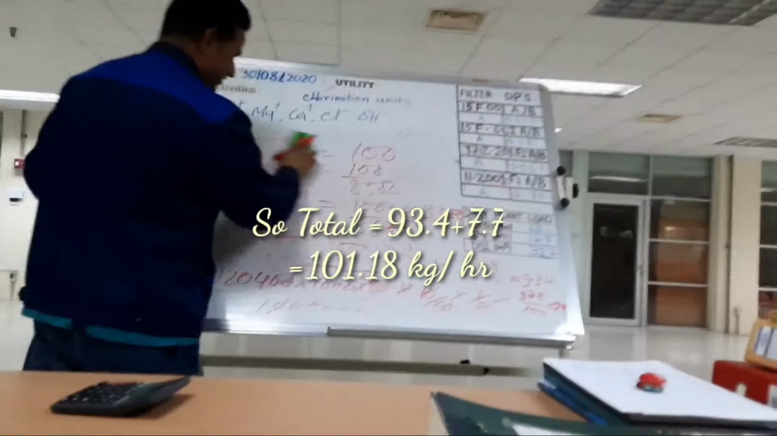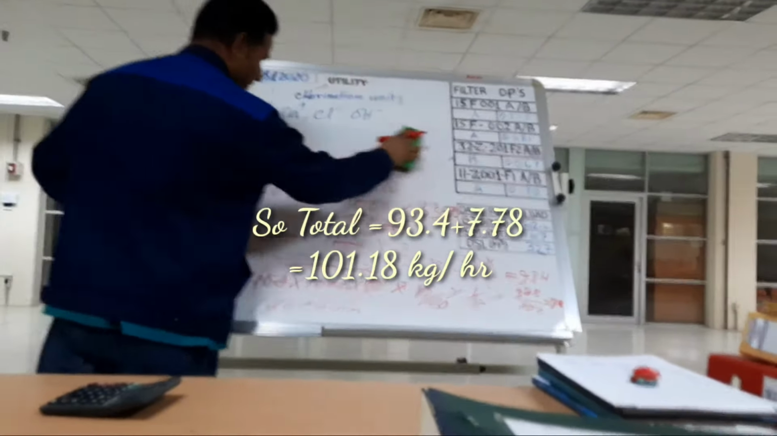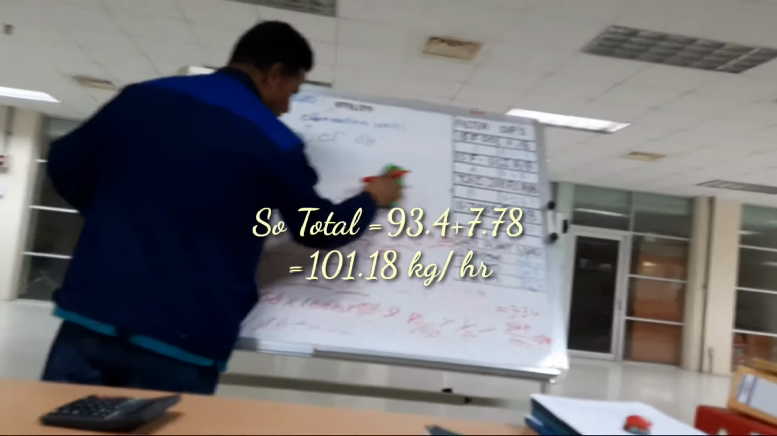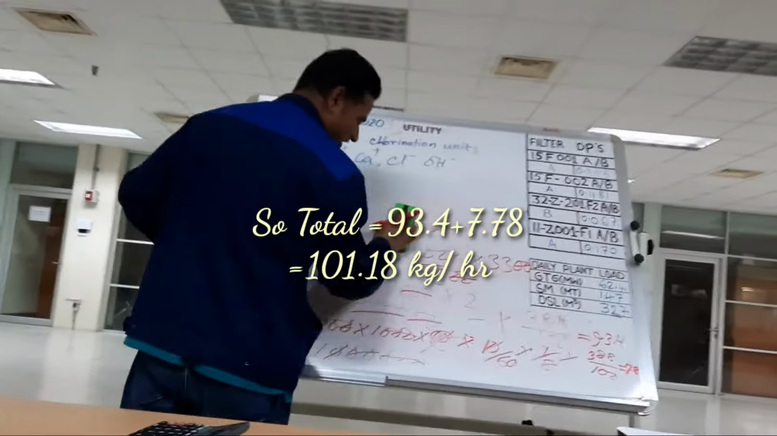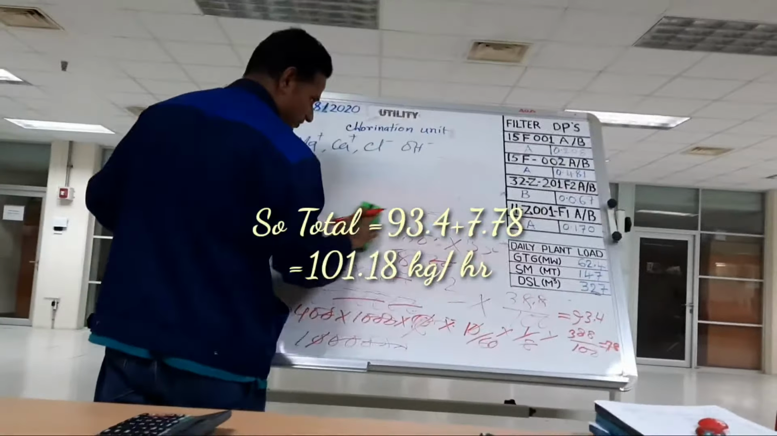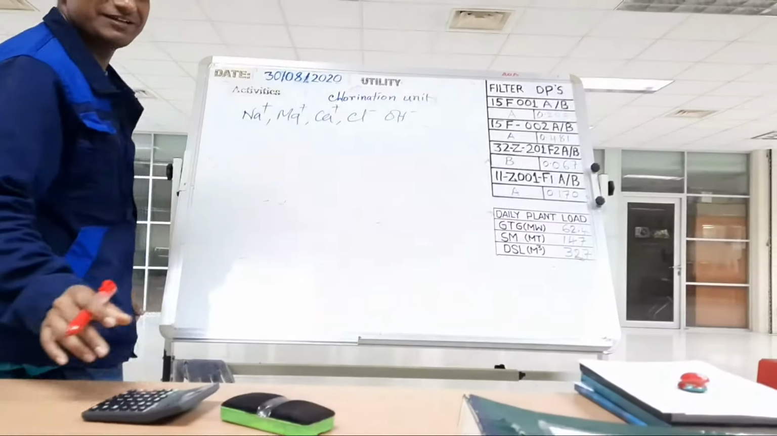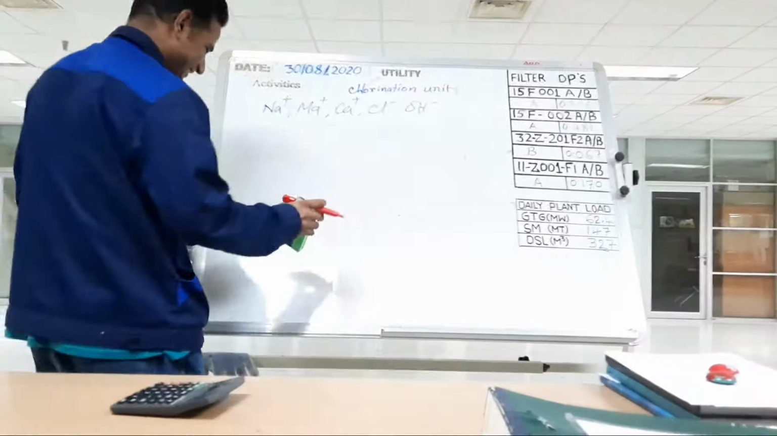So in this condition, we can produce 101.2 kg per hour of chlorine. Kamal, is this calculation easy? Very easy, eh? But you have good knowledge about chlorination.